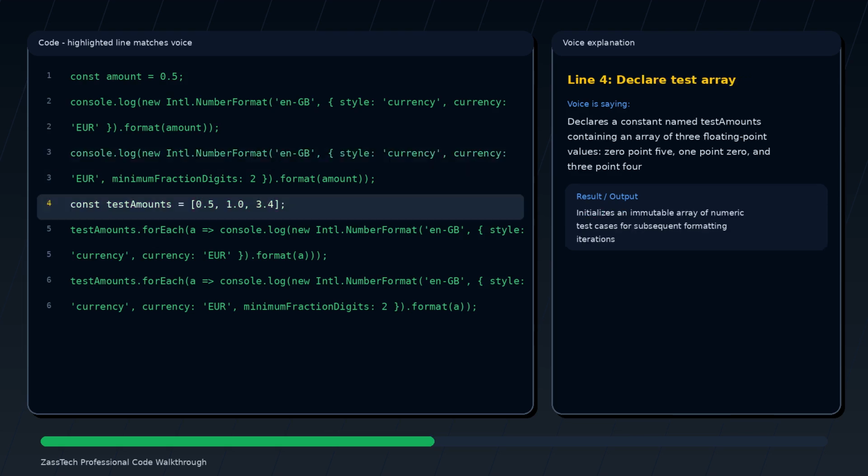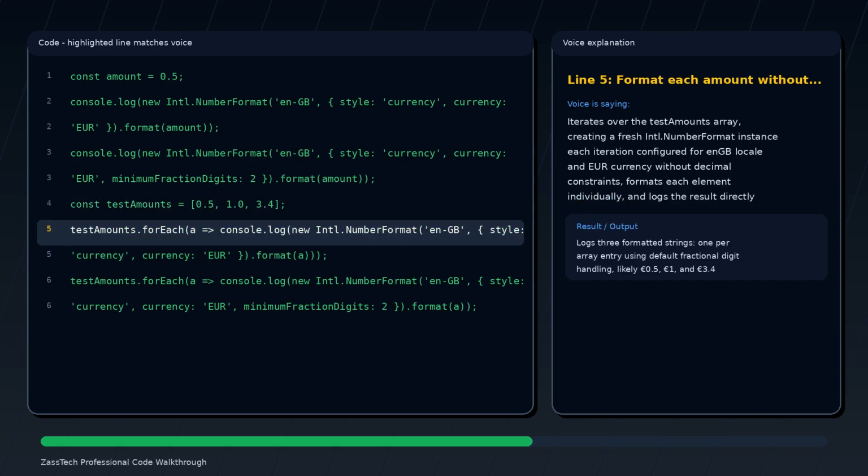Declares a constant named testAmounts containing an array of 3 floating point values: 0.5, 1.0, and 3.4. Iterates over the testAmounts array, creating a fresh Intl.NumberFormat instance on each iteration, configured for en-GB locale and euro currency, without decimal constraints, formats each element individually, and logs the result directly.